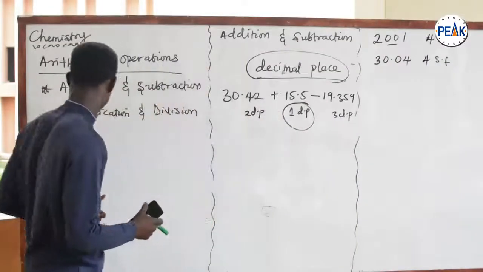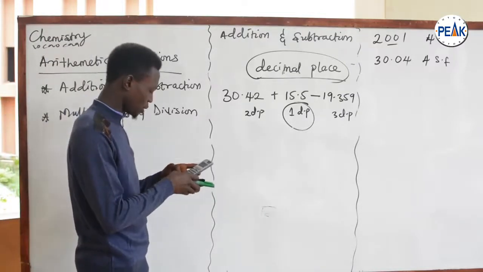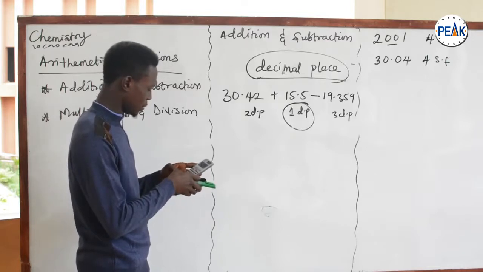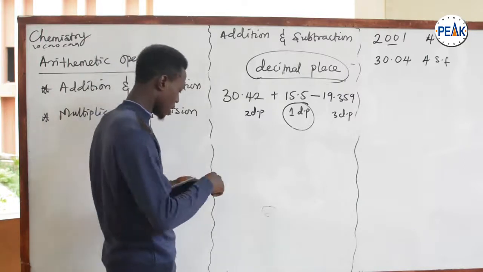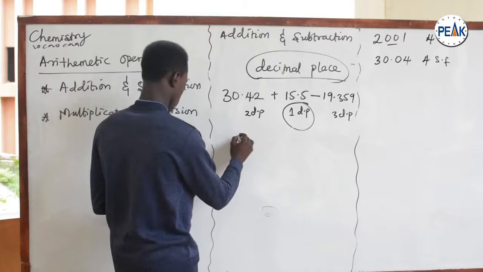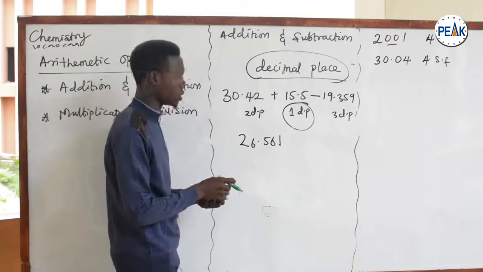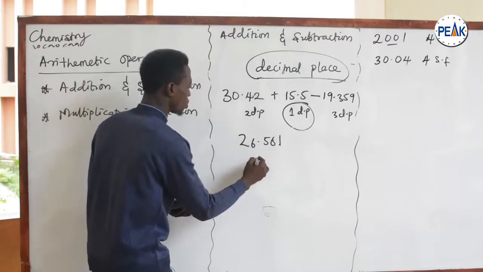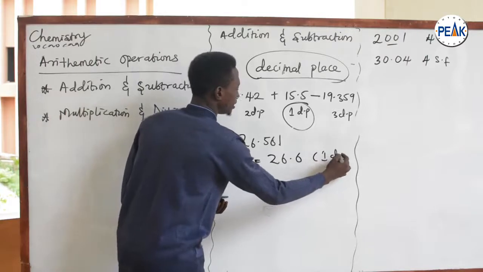If we punch this on the calculator, I have 30.42 plus 15.5 minus 19.359. By my calculator, I have 26.561 as the whole figure the calculator gave to me, but I'm going to leave my answer to one decimal place, which means my final answer is going to be 26.6 to one decimal place.